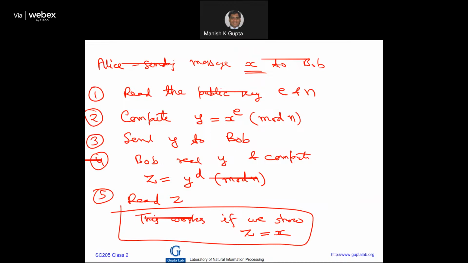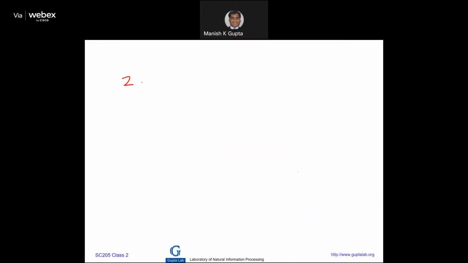Okay, so this is the beauty. Now remember, Bob has computed Z, which is equal to Y raised to power D. So I'm going to start from there. I will take Z and I will show you Z is equal to X. Okay. So I took Z, which is Y raised to power D. Right? Now Y is nothing but X raised to power E. Right? So X raised to power ED mod N.